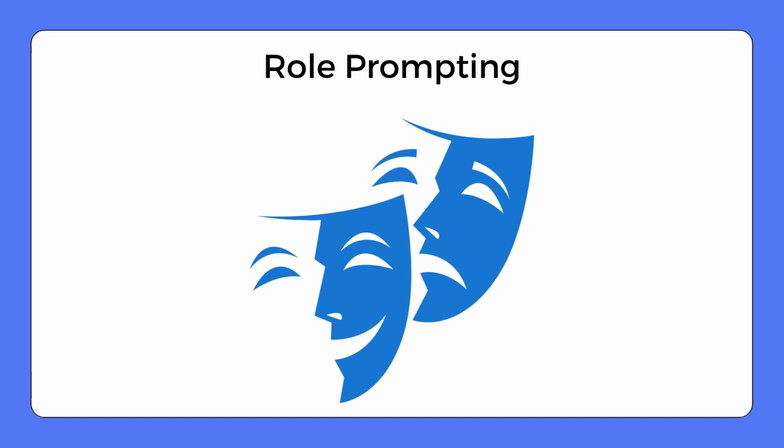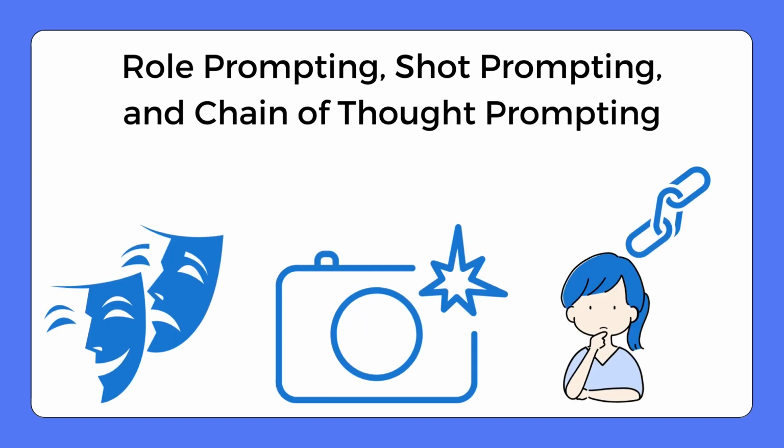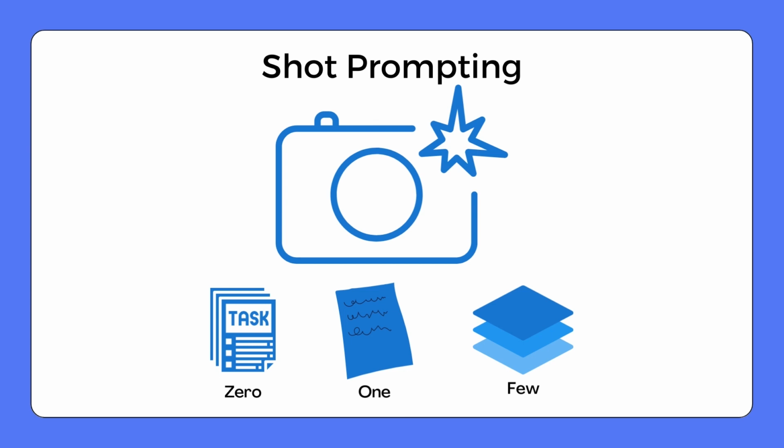The model then uses its training data to generate a response that aligns with this persona. Shot prompting, on the other hand, involves giving a shot of context before the actual instruction. You can provide examples of the desired output. This helps guide the model by providing it with a reference or blueprint of what's expected.